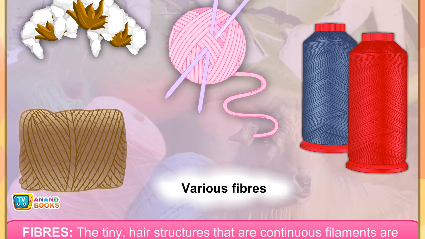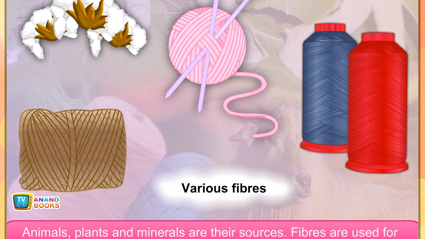The tiny hair-like structures that are continuous filaments are called fibers. Animals, plants, and minerals are their sources. Fibers are used for making clothes, carpet, parachute, etc.